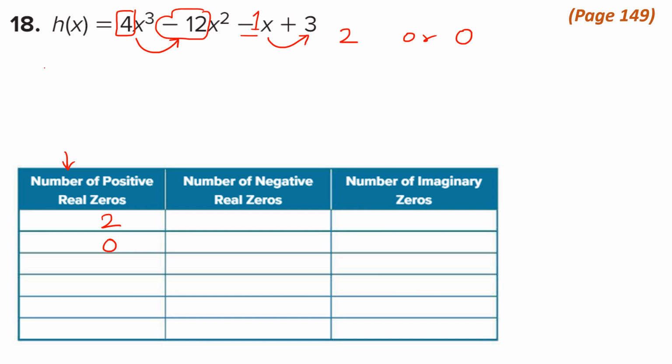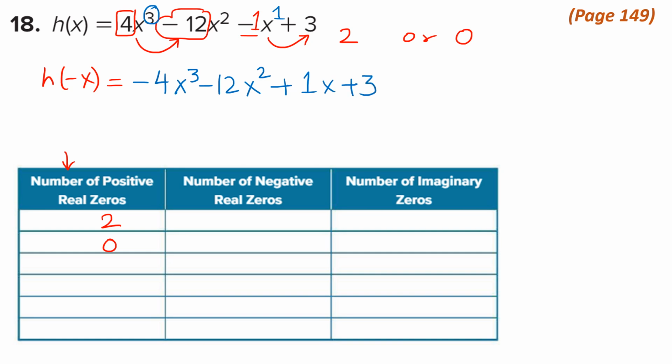Okay, let's find negative. So h of minus x. h of minus x means where there is an odd power, the sign will change. So 4x^3 becomes negative. Where there is an even power, same, no change. Where there is an odd power, again it will change, 1x, plus 3. So let's count now how many times the sign changes. Negative to negative, no change. Negative to positive, 1 change. So here only 1 change. So I can write 1 and 1.